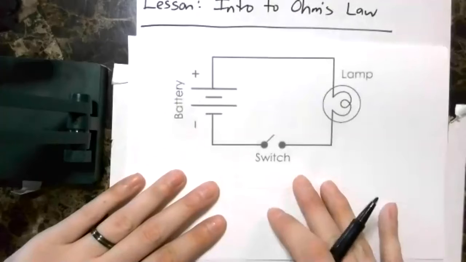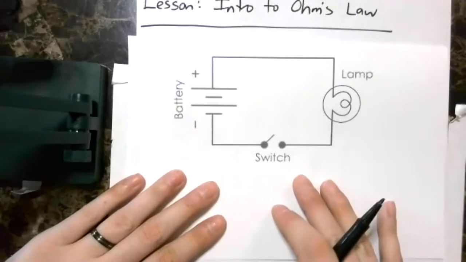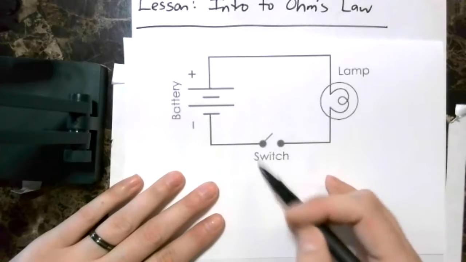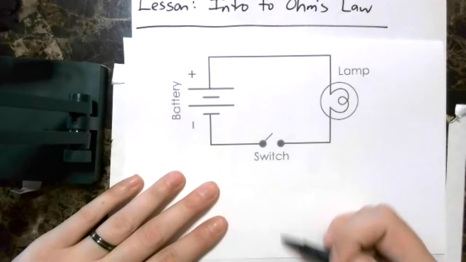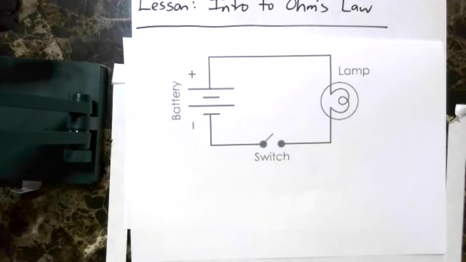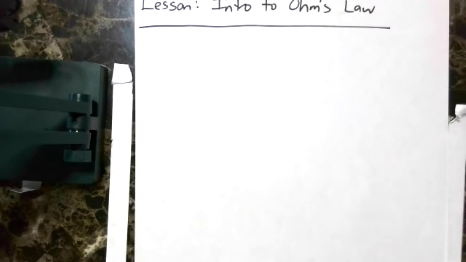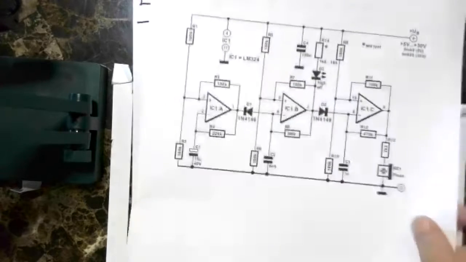Last class, we went over a simple circuit consisting of a power source, like a battery, a lamp, and we also talked about the idea of a switch. But in real life electronics, the circuits are a lot more intricate. I'm not expecting y'all to write these down, but I just want to show examples.